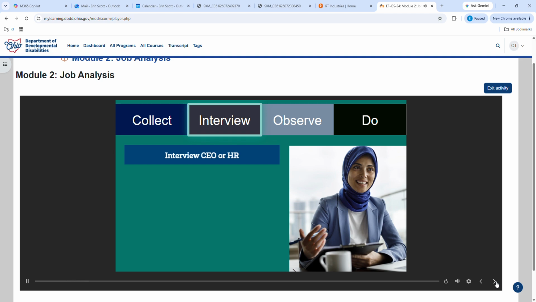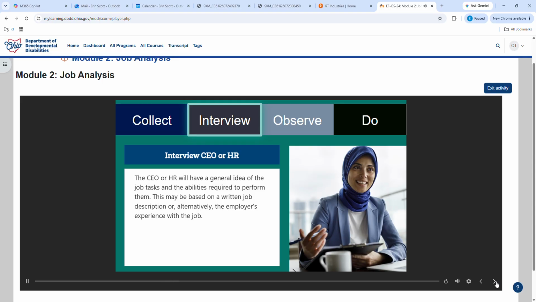Interview CEO or HR. The CEO or HR will have a general idea of the job tasks and the abilities required to perform them. This may be based on a written job description or, alternatively, the employer's experience with the job.